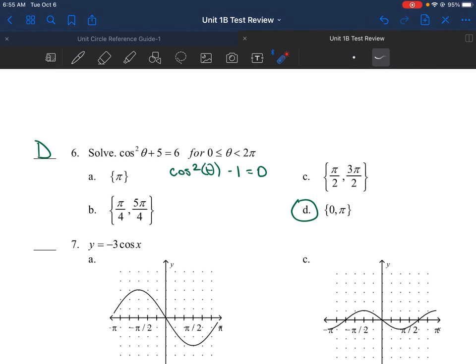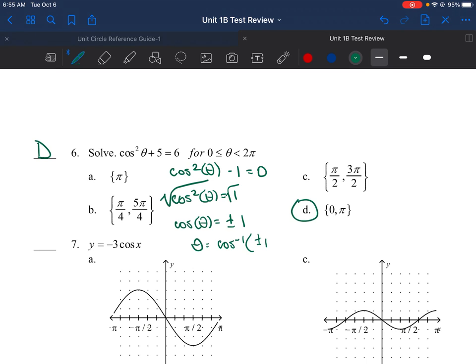We want to try to isolate for theta, so let's add 1 to both sides. This would give us cosine squared of theta equals 1. We know we need to take the square root of both sides. So cosine of theta equals, don't forget the plus or minus, one of the big mistakes I've seen in the past. Cosine of theta equals plus or minus 1. And that means that theta is equal to the inverse cosine of plus or minus 1.